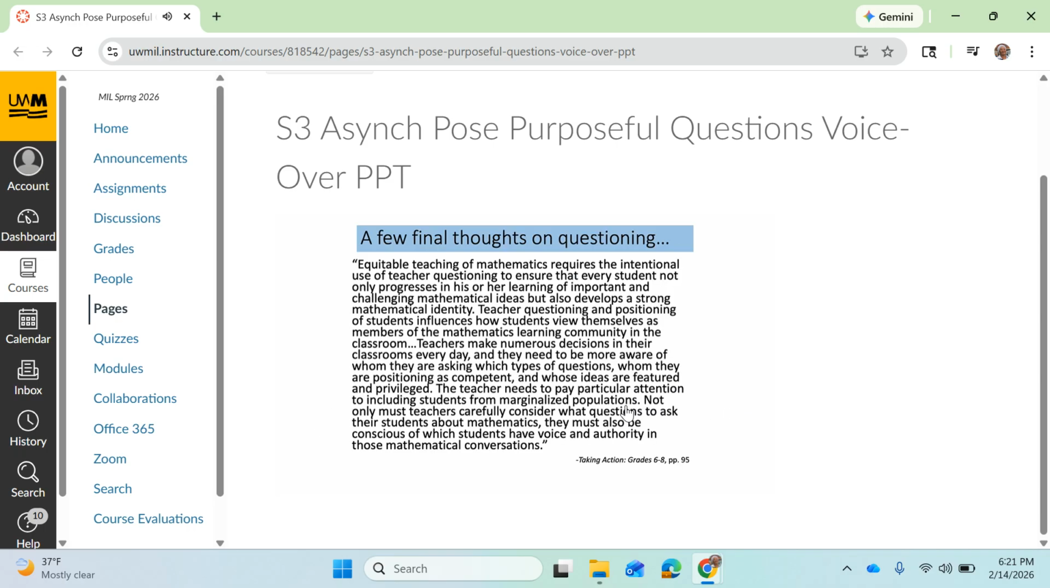We have one last rather long quotation for you, but there's so much in it that we liked. And this comes from the grades 6 through 8 Taking Action book. So I'll give you a moment to read that. Pause the slideshow or the PowerPoint if you need to.